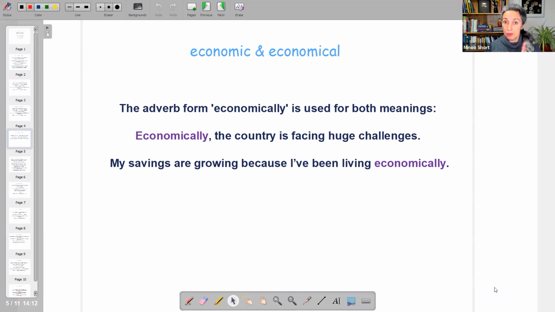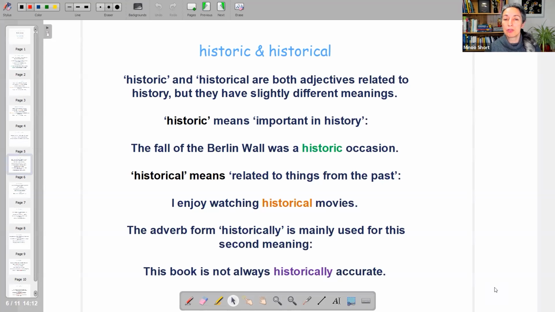Right, that's this pair. Let's look at historic and historical. Again, they're both adjectives. They're both related to history, so similar meanings, but slightly different. Historic means important in history. So it's related to history, but it also has the connotation of being very important, very big. For example, the fall of the Berlin Wall was a historic occasion.